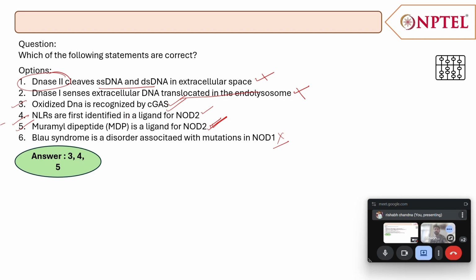So in terms of NOD2 and the NLRs, firstly, this is basically the term that NLRs, once they were identified, NOD2 was the first one. Okay, so NOD2 was the first one studied, and then its ligands were also studied. Okay, so this is the meaning of that statement.